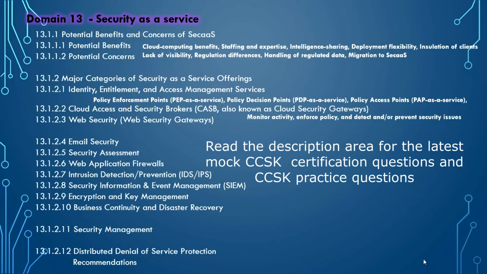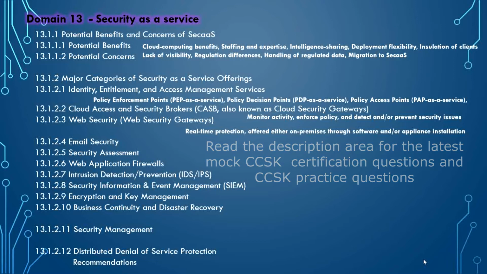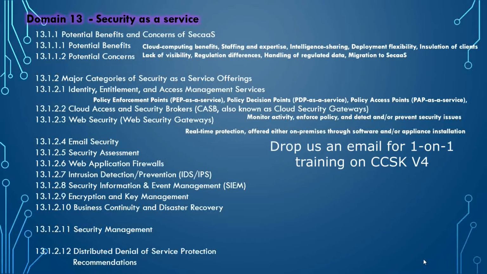3. Web security, web security gateways. Web security involves real-time protection offered either on-premise through software or appliance installation, or via the cloud by redirecting web traffic to the cloud provider. This provides an added layer of protection on top of other protection. It can also enforce policy rules around web access and the time frame allowed. So, a web application firewall can be considered as an example.